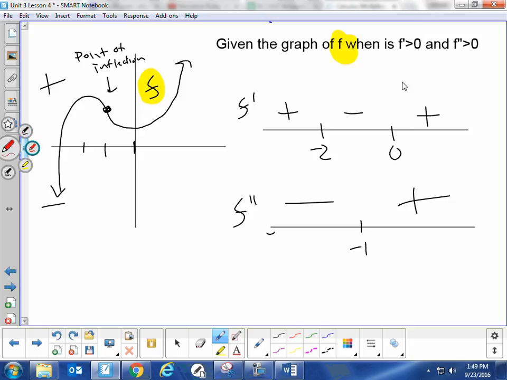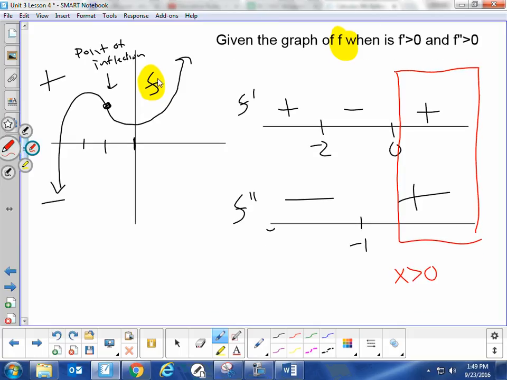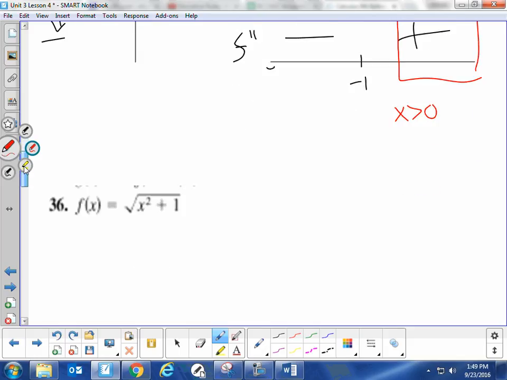When is f prime positive and f double prime positive? Well, we saw it by graphing. I prefer this. It's easier to see. I will make fewer mistakes right there when x is greater than 0. Okay? So be careful of that. You might be given the graph of f on your quiz today.